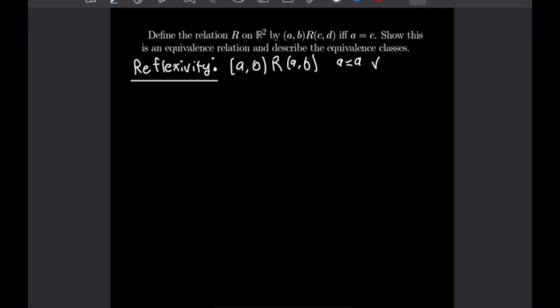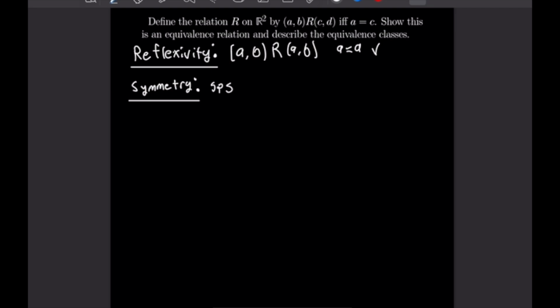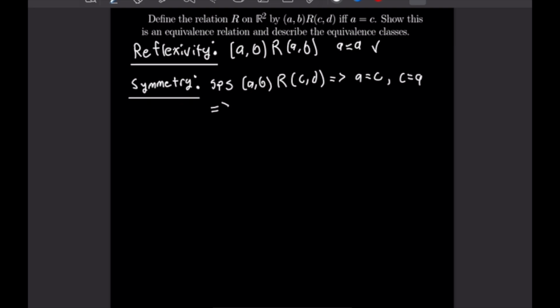Okay, great. So let's get into our next thing that we need to prove, which will be symmetry. So let's suppose that we have that (a, b) is related to (c, d). Well, that means that a is equal to c, but we can just flip that using our regular equality rules to show that c is equal to a, which completes our symmetry proof, because now that we have our c on the left-hand side, we can write this as (c, d) is related to (a, b).